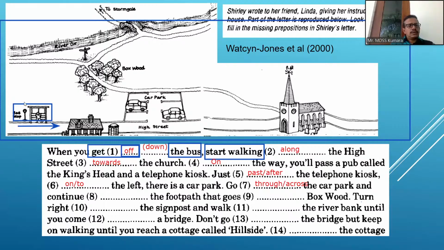So you have to go past the telephone kiosk. So here the car park, you have to go through that. It's something like a shortcut, a short way. Go across the car park or go through the car park and continue blank the footpath.